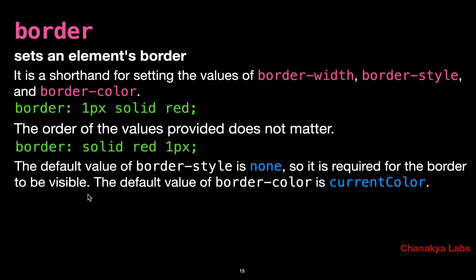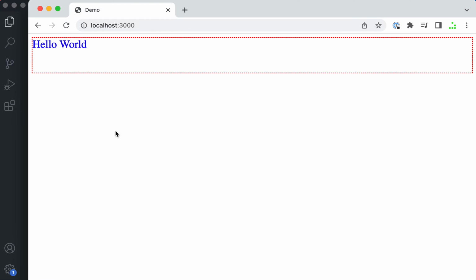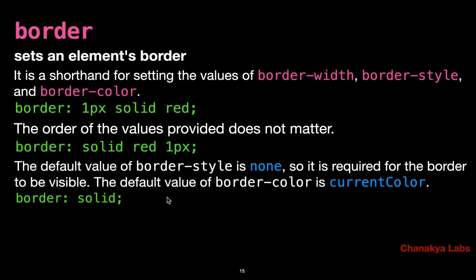So as I was mentioning here, the default value of border style is none, so it is required. Other things are not required. If you don't give the color, then the border color is by default current color, that is fine. If you don't give the width, then it also takes some default width of a few pixels. But the point is that style is the only thing which is needed. So at least you should specify style. Even if you don't specify the other things, style has to be there. If style is there at least, then it will be working fine. So at least border and then some style has to be there.